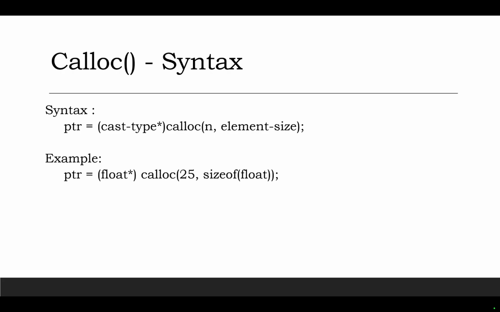So we will see the syntax. This is the syntax: ptr = (cast type *)calloc(n, element size). The cast type may be any kind of data type. Here n is the number of elements and element size is the size of each element. For example, you can see ptr = (float *)calloc(25, sizeof(float)). We are using the data type float here. 25 is the n value, that is the number of elements, and then the size of the particular element.